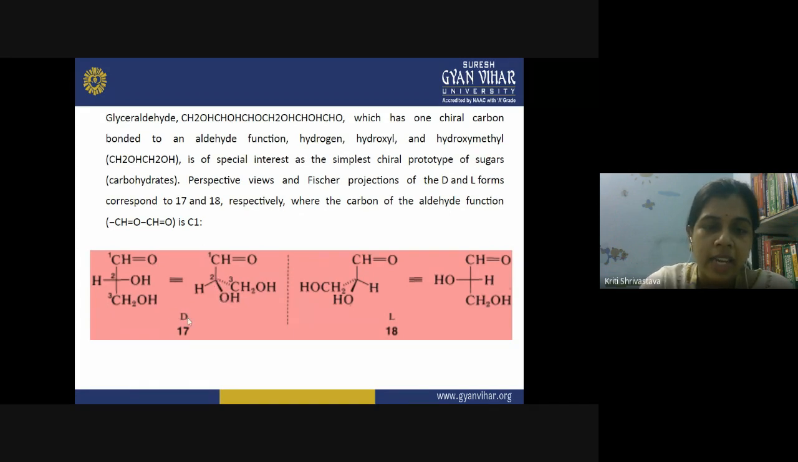So I will assign a D prefix to this configuration, and this OH is on the left hand side, so I will assign this L to this configuration. In this manner, I have taken into consideration the location of the OH here. So once you have identified your main substituent, then it becomes really easy to assign the D and L configuration to the enantiomers.